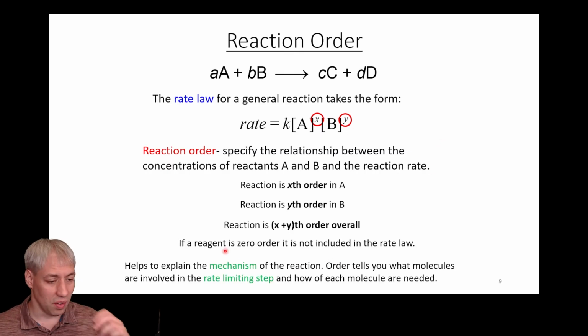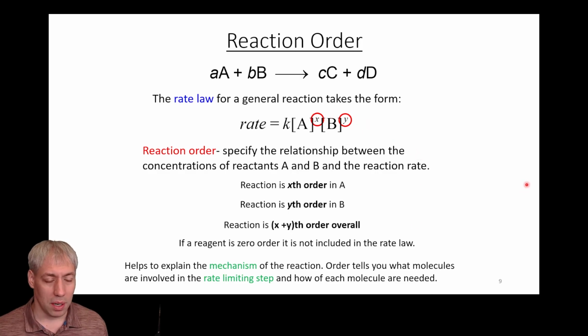One thing to note is if a reagent is 0 order, it's not included in the rate law. And so typically if we do experiments and we find out Y is equal to 0, B to the 0 is 1. That's just the way math works. And so we just leave B off entirely and we would say rate is equal to k times the concentration of A to the X, whatever that X is, and just ignore B entirely.